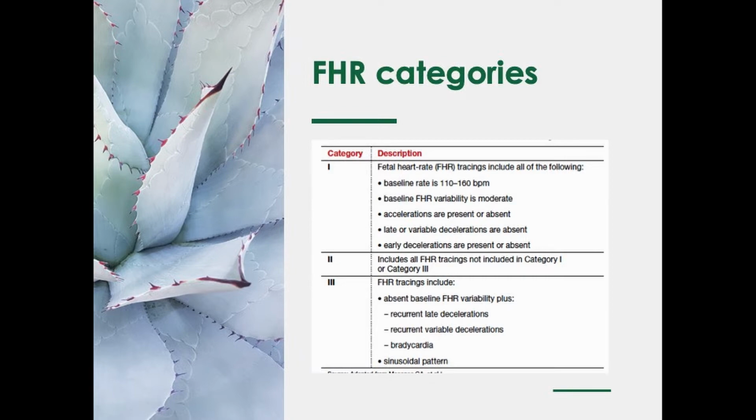I have a question. Sure, question. People with sickle cell moms, can they have sinusoidal? Do fetuses born to mothers with sickle cell disease have sinusoidal patterns? No, because the fetus is not anemic. Okay?